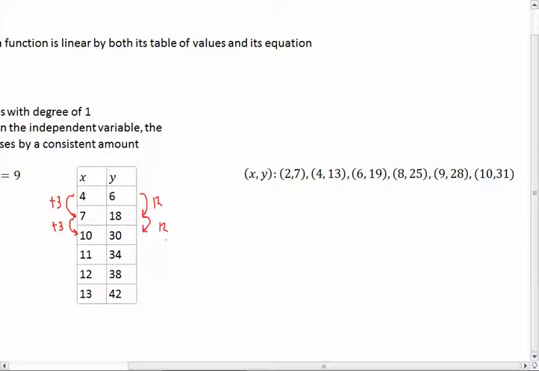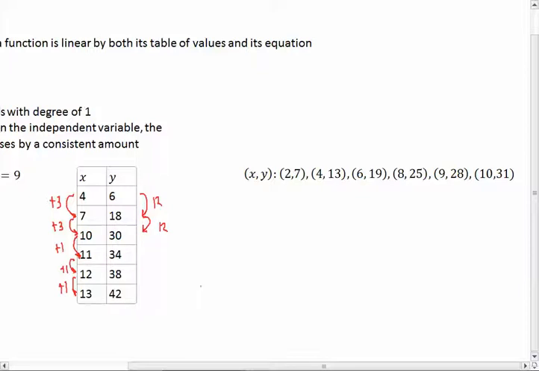So now, let me ask you this. To go from 10 to 11, how much is this? 1. And from 11 to 12? And from 12 to 13. Okay, so now think about this. When I moved 3, I added 12 to my output. What do you think I do when I only move 1?